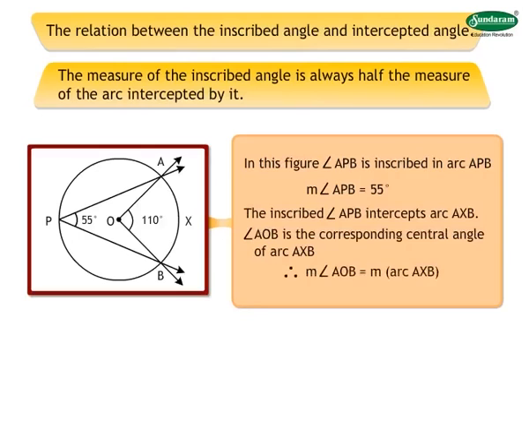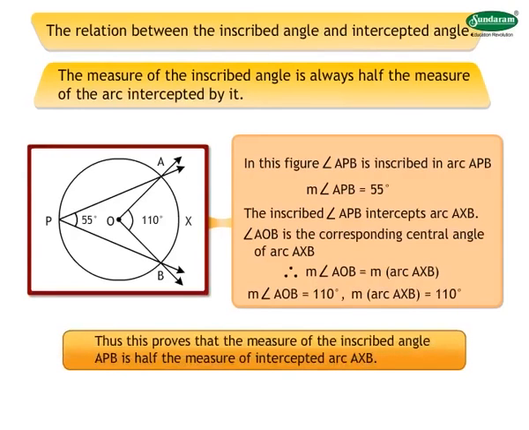Therefore, the measure of angle AOB is equal to measure of arc AXB. The measure of angle AOB is equal to 110 degree. Therefore, the measure of arc AXB will also be equal to 110 degree. Thus, this proves that the measure of the inscribed angle APB is half the measure of intercepted arc AXB.